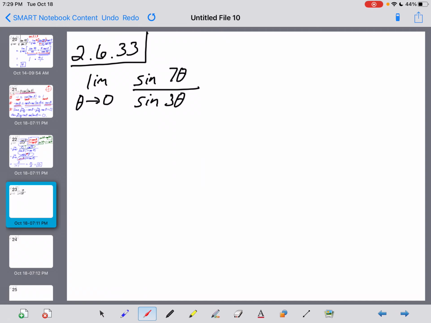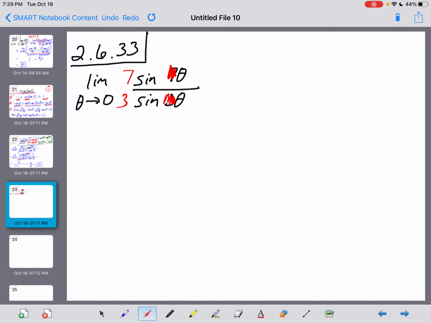What a lot of people want to do here, guys, is just pull the 7 out in front of that 7 sine theta and pull this 3 out in front of the sine of 3 theta, and then just kind of introduce a theta here somewhere and say, oh good, now I have sine of theta over theta, and so on and so forth. But guys, you cannot just pull the 7 and the 3 out in front. 7 sine of theta is a function that looks very different than the sine of 7 theta.